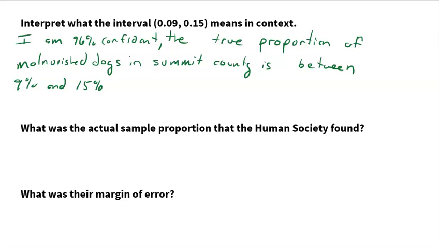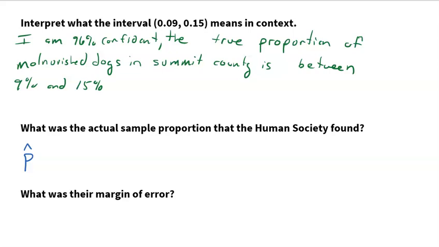All right. What was the actual sample proportion that the Humane Society found? What was the actual p-hat? I'll get a lot of kids that will try to solve for it. They'll try to do some type of algebra. Whoa, whoa, whoa, whoa. Back off. It's so easier than that.